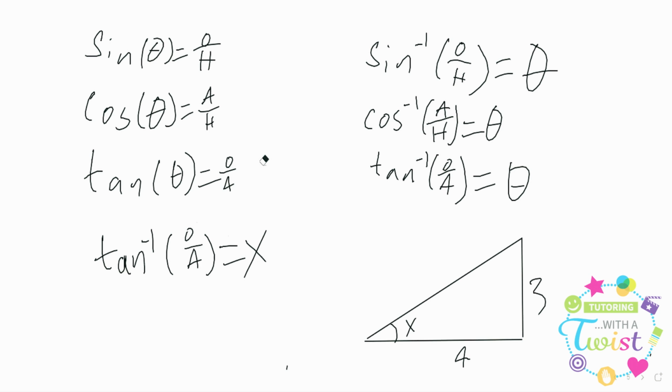The opposite is 3. The adjacent is 4. So we'll set that up, 3 over 4. And once again, I'll grab my calculator, just figure that out real quick. 3 divided by 4. Take the inverse tangent of that. It looks like I've got about 36, 37 degrees. So 36.7 degrees is what we get for x.